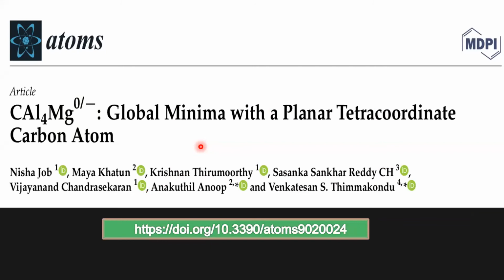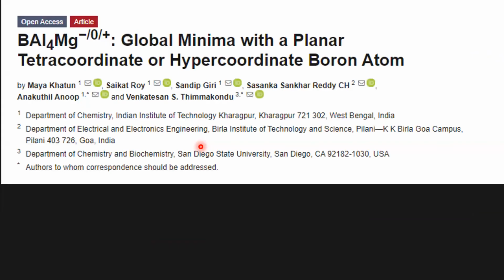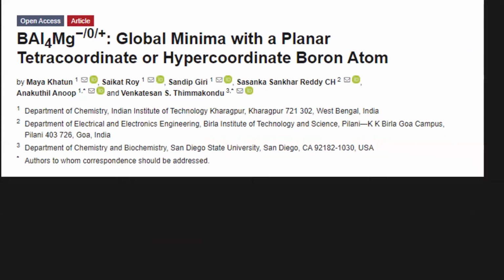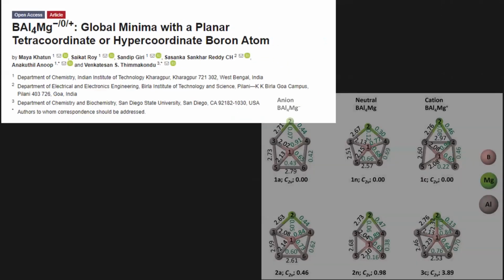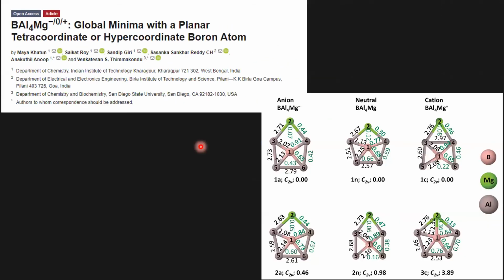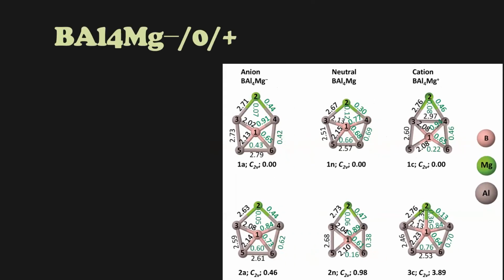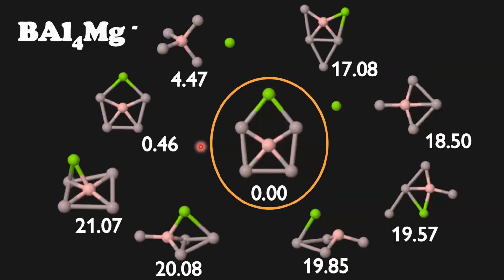After we did this work, we wanted to extend this to another system where boron is the center, planar tetra coordinate or hyper coordinate borons. Looking for that, we again did the same thing, the global optimization, trying to find all the minima, including the global minima. So these are the geometries that we found for, I guess, the anionic system.